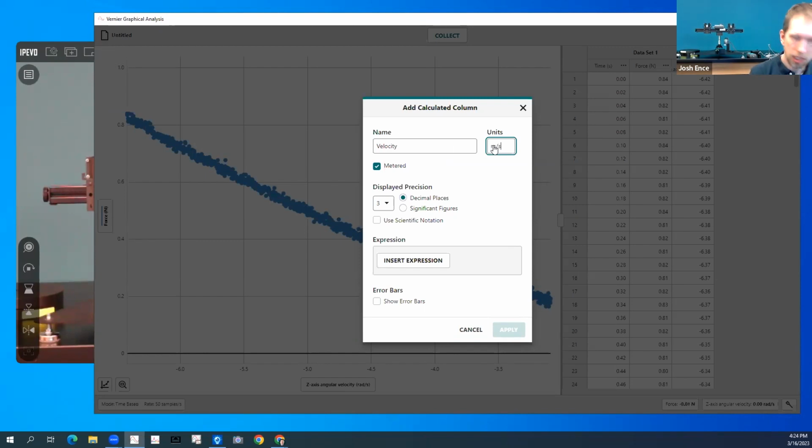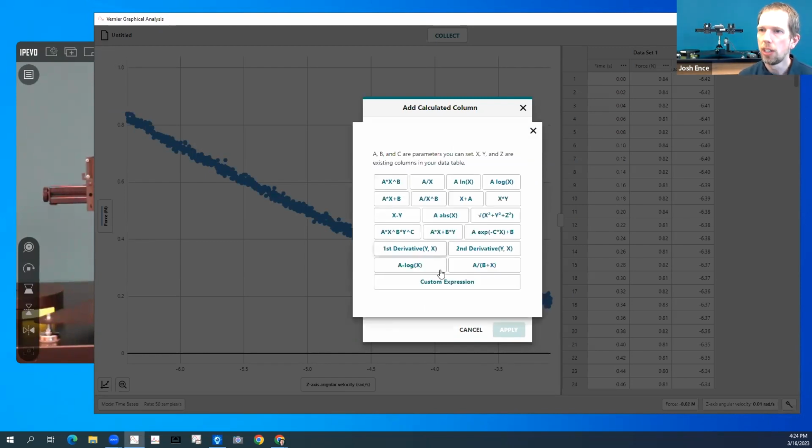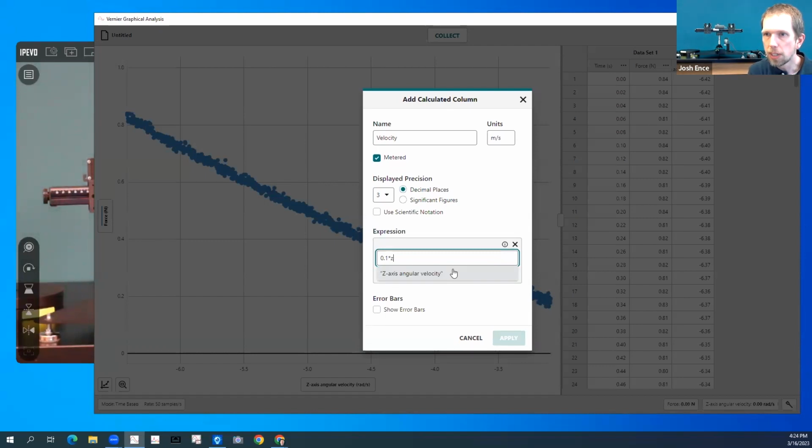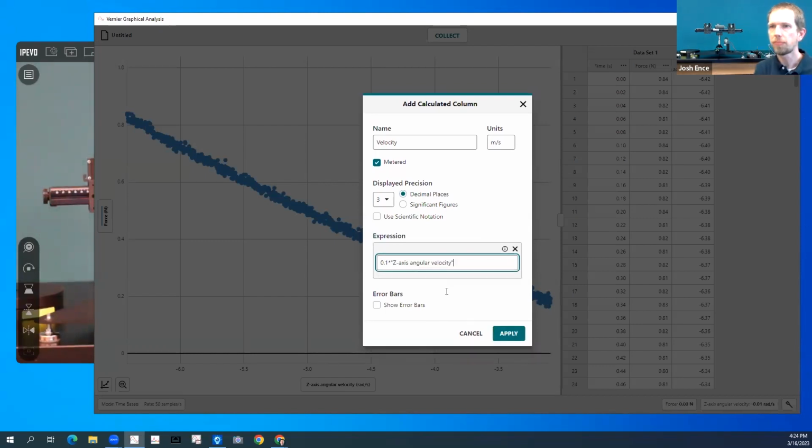We measure it in meters per second. And for the expression, I'm going to use a custom expression here. I know that to go from an angular velocity to a linear velocity, velocity is r omega. Right now, I believe I have the radius set to just over 10 centimeters. So I'm going to choose 0.1 meters times that z angular velocity. It's going to create a column of data that takes 0.1 and multiplies it by the z angular velocity, and that's our velocity data.